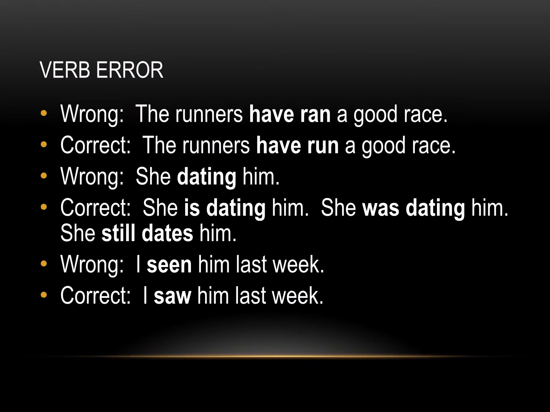Moving on to verb errors, you want to make sure that your verbs agree as well. The runners have ran should be the runners have run. She dating him needs a helper. She is dating him, she was dating him, or she still dates him. I seen him is a past participle verb with no helping verb. I had seen him, or you can say I saw him.